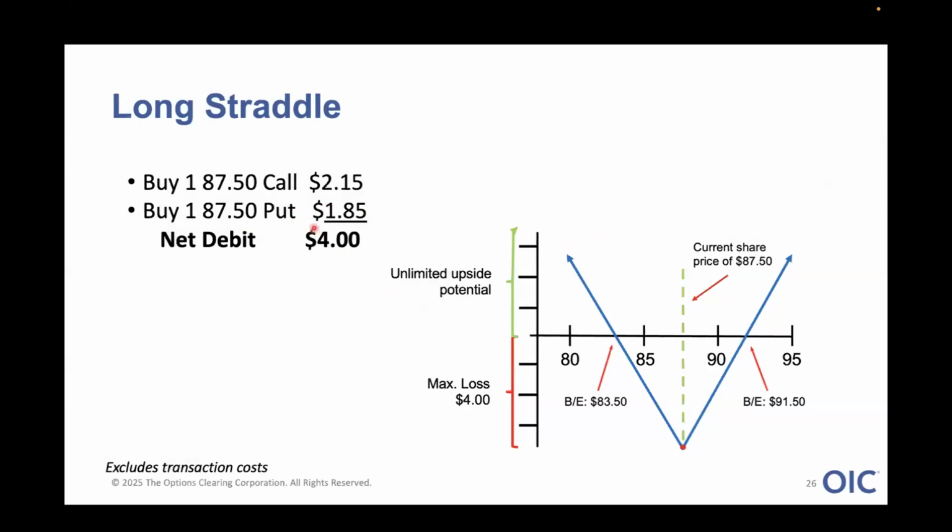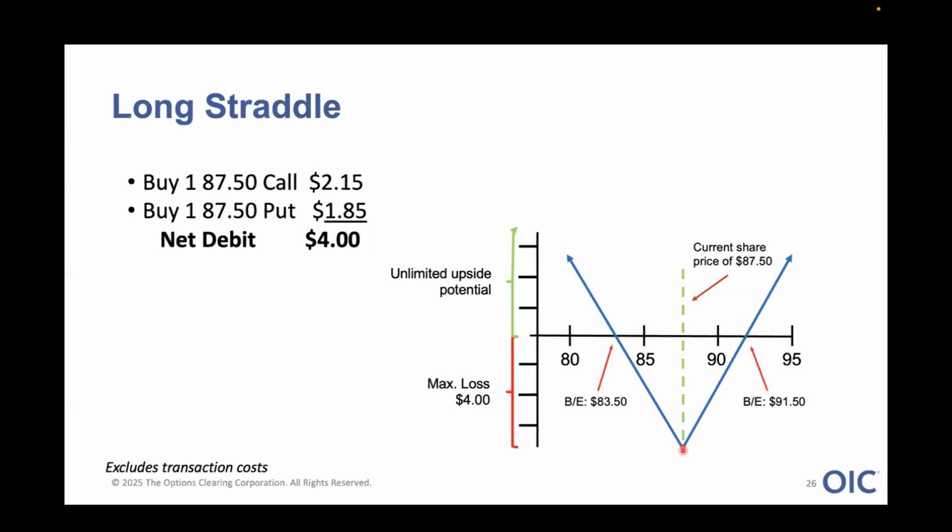In this case, let's just say the stock is trading at 87 and a half. We buy the 87 and a half call for 215. We buy the 87 and a half put for 185. So it's a net debit of $4, or 400 per straddle. In this case, we don't have an opinion. We think the stock's going to make a big move, but we're not sure which direction. So in this case, a straddle might make sense.